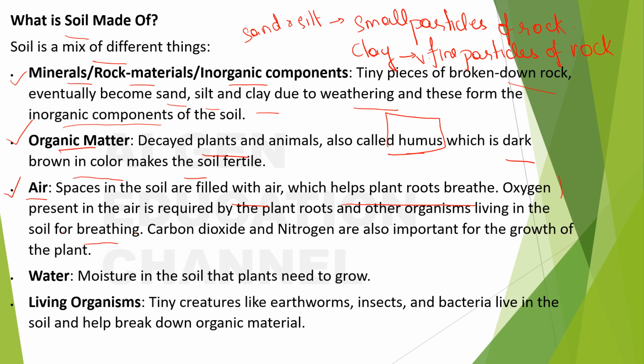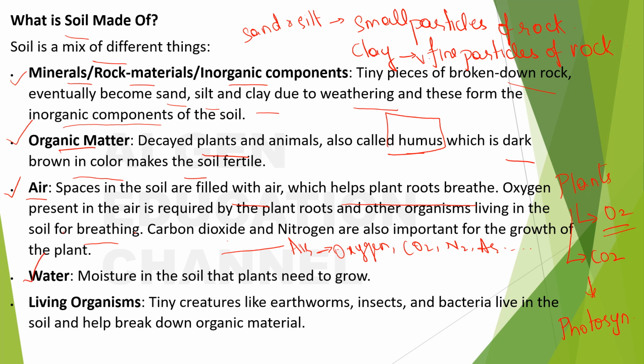Here, do you remember in the plants chapter I mentioned that plants also need oxygen for breathing? Where do they need carbon dioxide? They need carbon dioxide for photosynthesis. Don't forget this point, okay? Carbon dioxide and nitrogen are also important for the growth of the plant. These are also components of air. Air has many gases like oxygen, carbon dioxide, nitrogen, argon, etc.